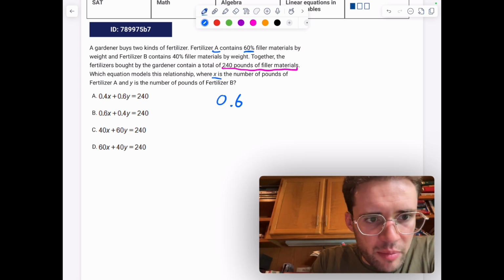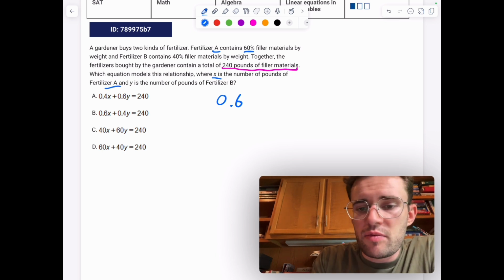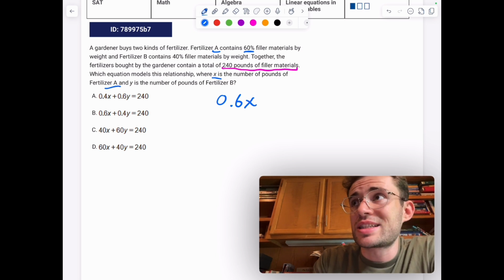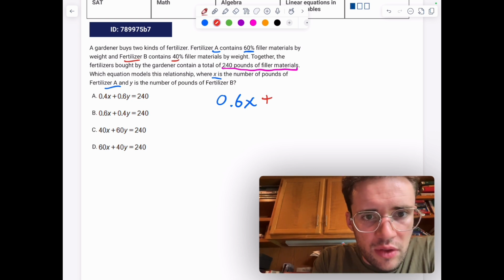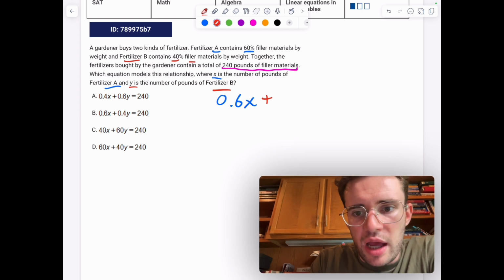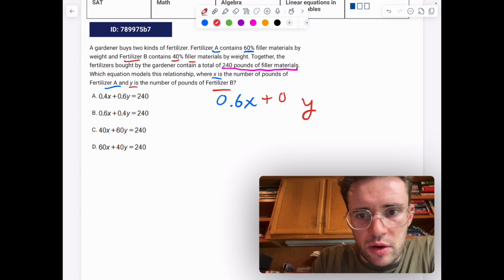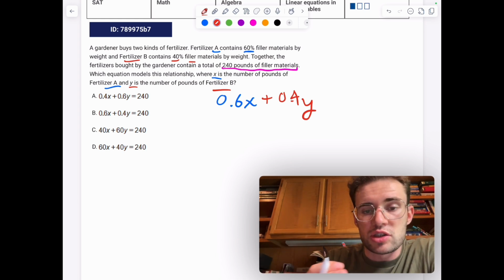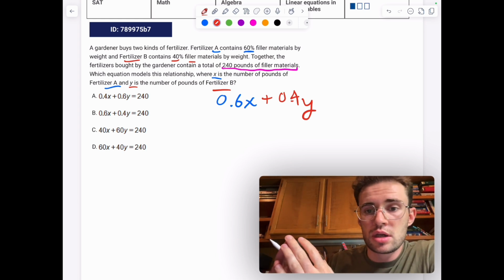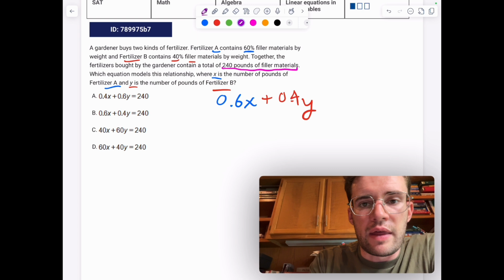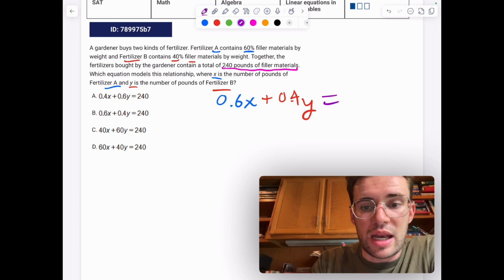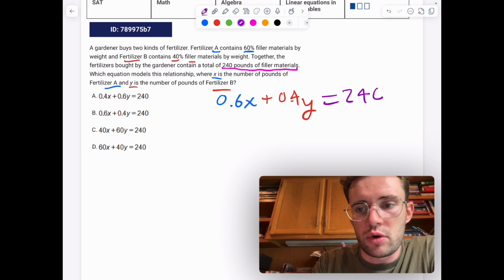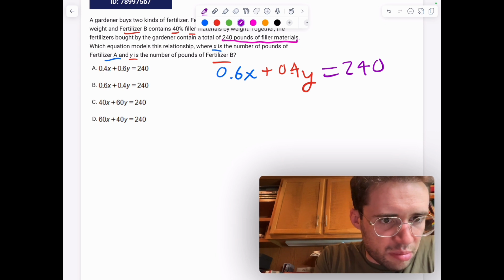Let's say x is the number of pounds of fertilizer A. So the number of pounds times the percent that is filler is going to give you the pounds of filler. Here it's 40% filler by weight for B, and then the pounds of B is y. So we'd multiply 0.4, that's 40%, times the total pounds of fertilizer B, because that will be the total pounds of fertilizer B that are filler. And that adds up to the total amount of filler between A and B combined, which is 240. So it should look something like this, which is B.